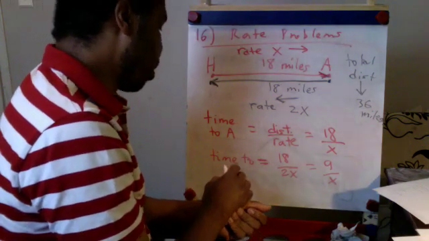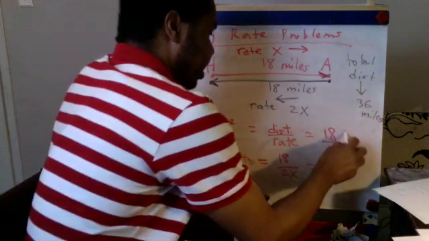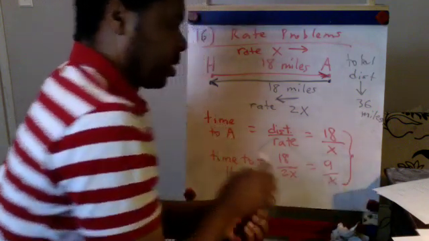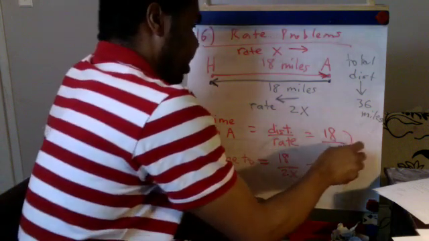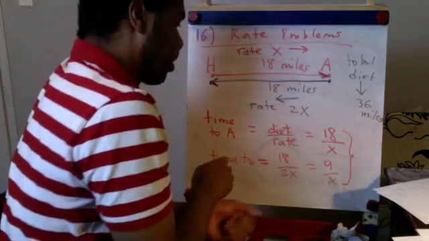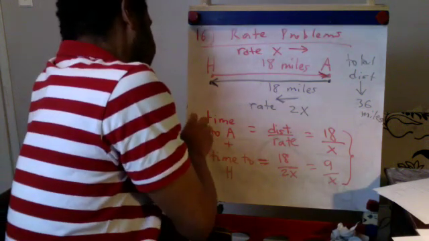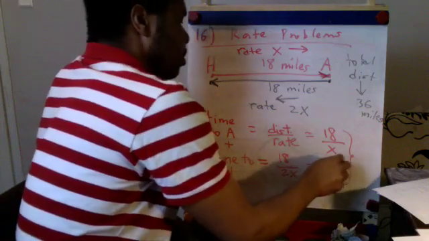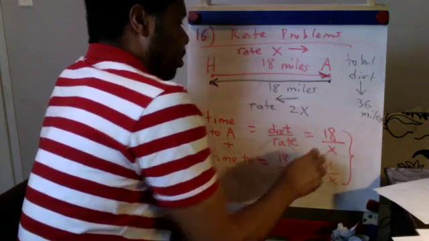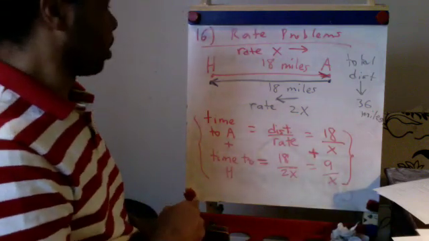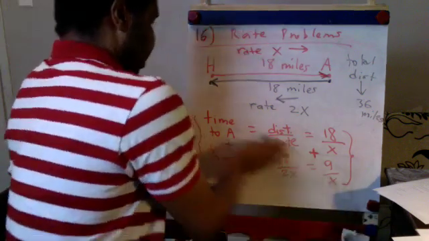And now the total time is going to be 1 hour. So that means that these two expressions for time, I have to add. So you want to add these two expressions for time. Let me add them in. And so let me just do that now.